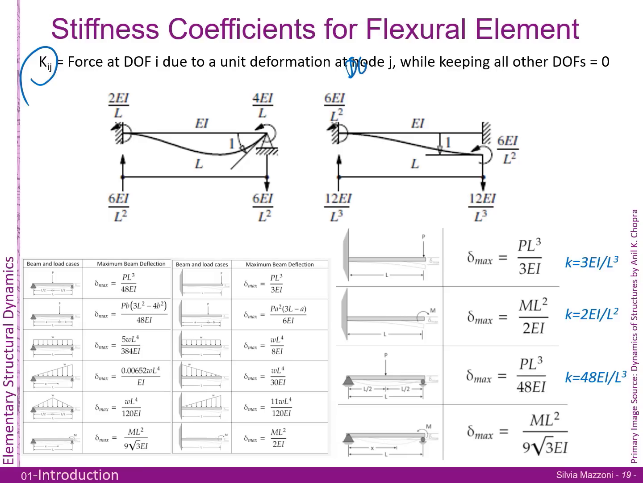There shouldn't be no j, it should be degree of freedom j, while keeping all the other degrees of freedom equal to 0. So here's an example, and these are the two basic systems, okay? This is fixed at one end and pinned at the other, and this is fixed, okay? Because most of the time we're applying unit displacements or unit rotations, and so these are the two fundamentals that you need.